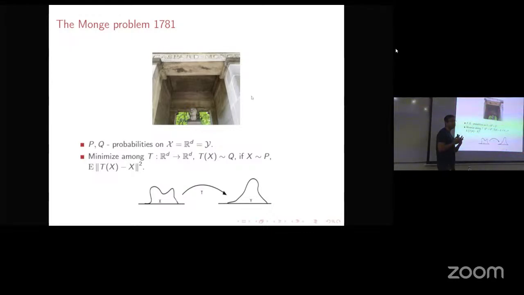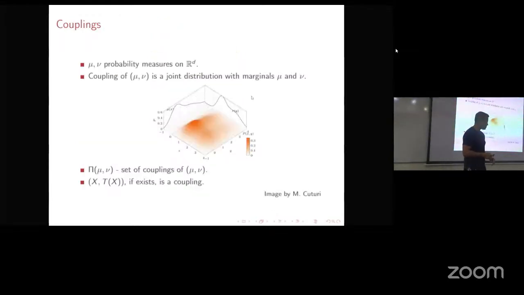Among all maps from R^d to R^d that push forward P to Q, minimize this expectation: the expected distance between T(X) and X. Clear? Again, please do ask me questions.